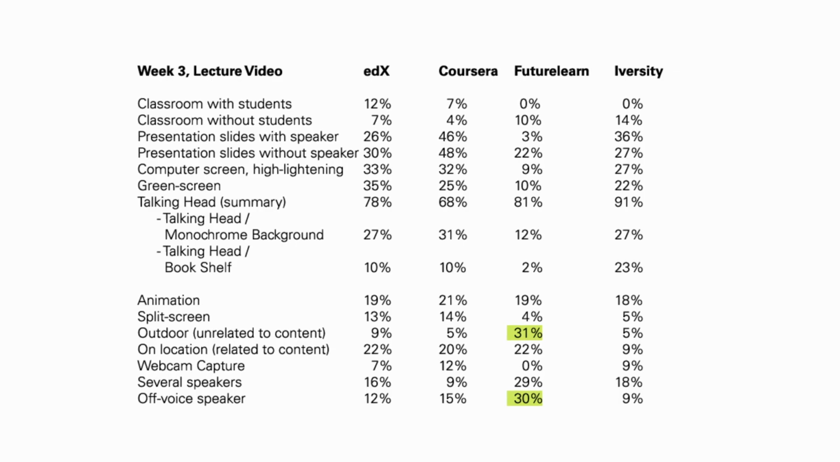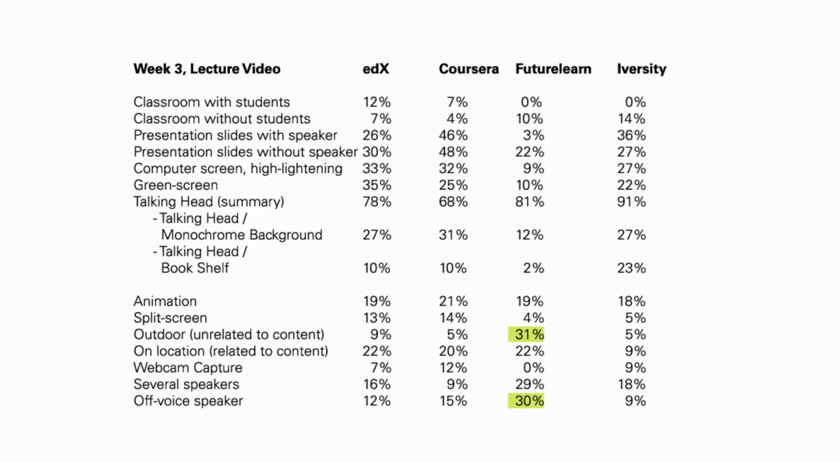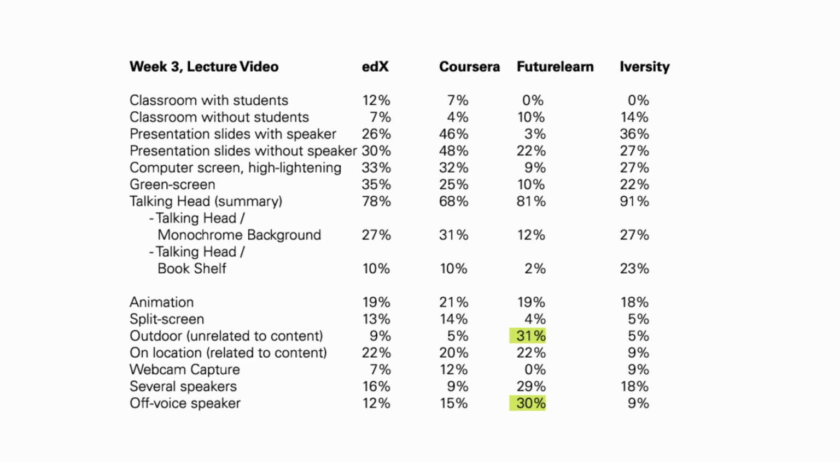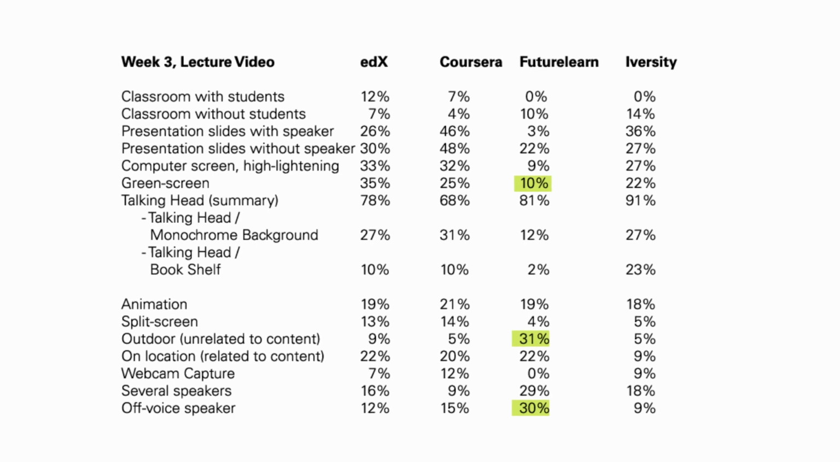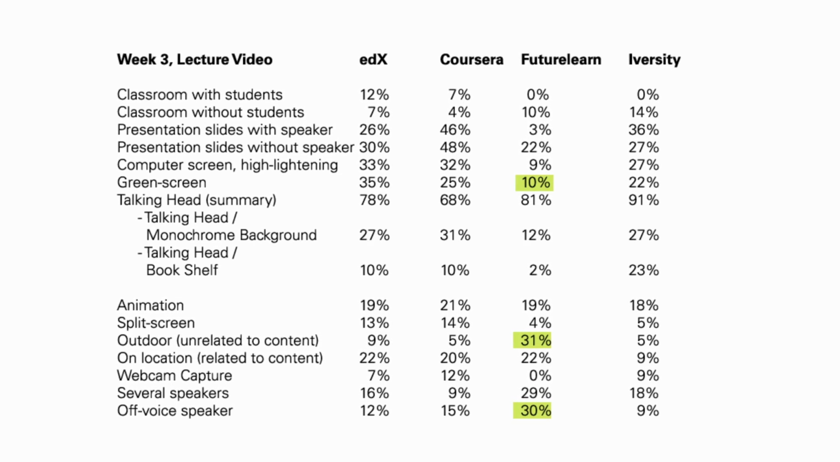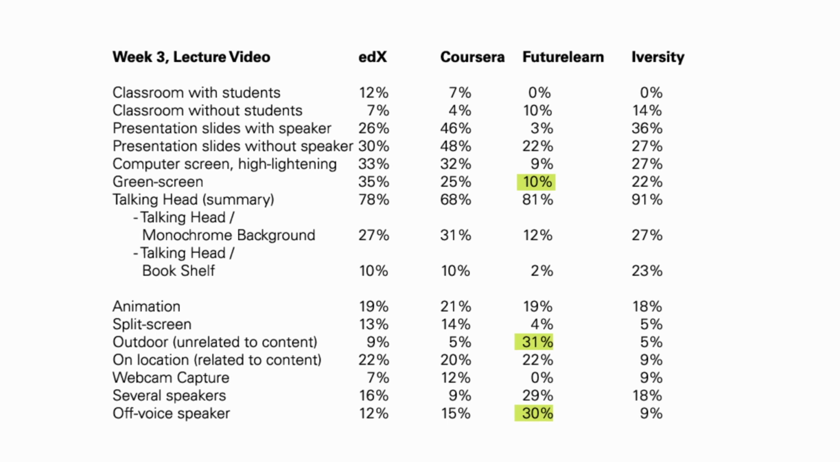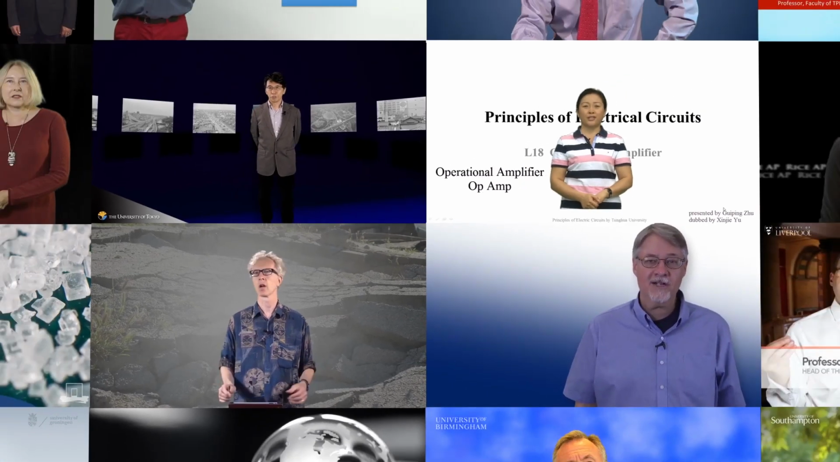Futurelearn also has the highest use of overvoice and outdoor, two rather more time-consuming production styles. On the other hand, within the video style green screen, which is very time-consuming when done professionally to produce, Futurelearn has the lowest average.